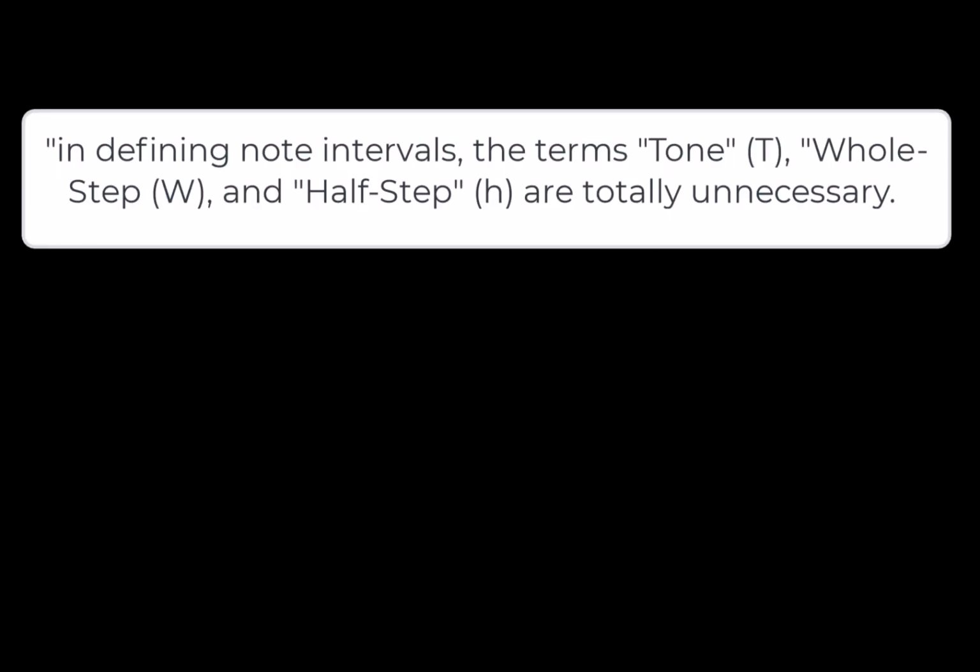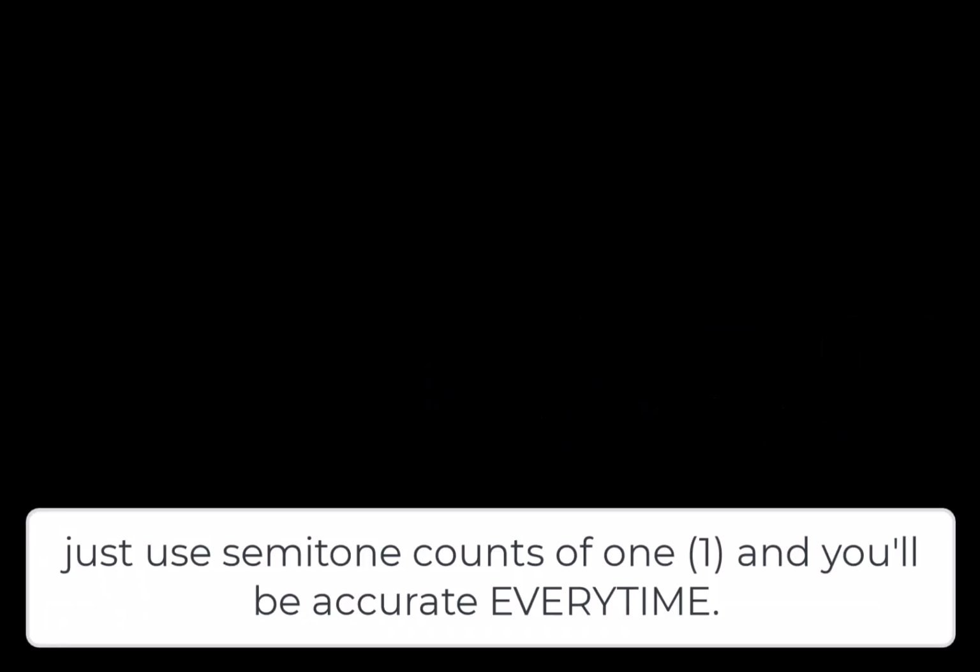So now, do you see how unnecessary all these terms are and why they add to the maze of confusion to an absolute beginner? Personally, having to mentally fumble around recalculating simple math just to identify note interval distances doesn't make sense. Just use the semitone note interval distance counts of 1 and you'll be accurate every time.